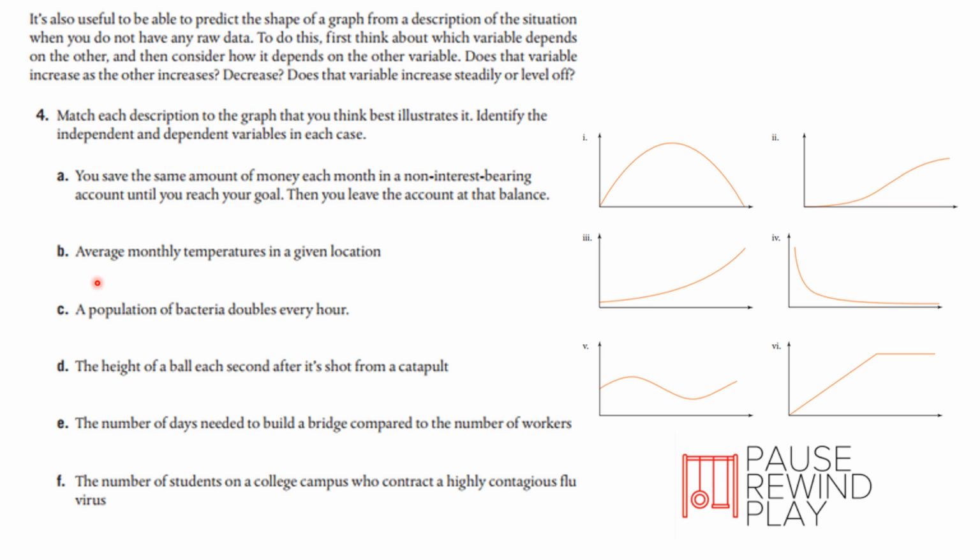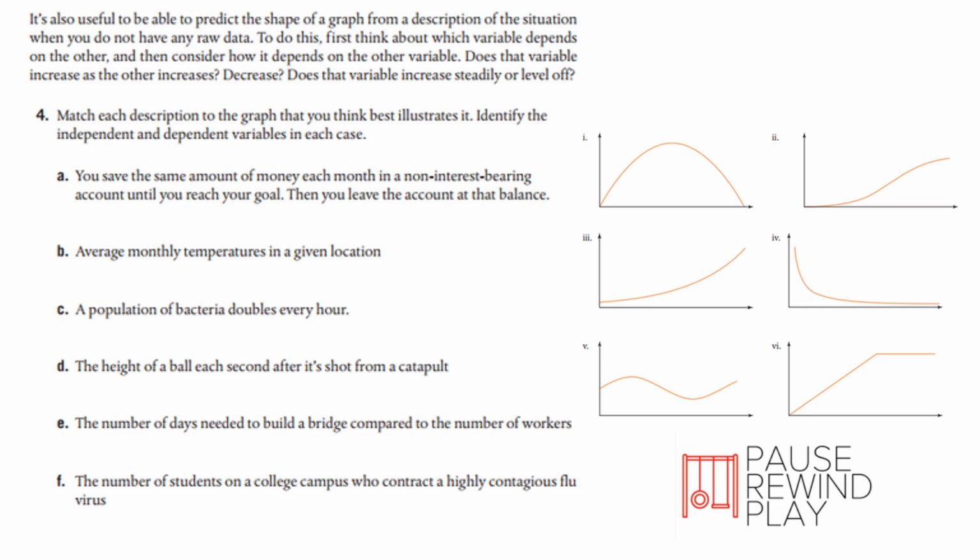This is the average monthly temperature in a given location. This is a population of bacteria that doubles every hour, the height of a ball each second after it's shot from a catapult, the number of days needed to build a bridge compared to the number of workers working on the bridge, and the number of students on a college campus who contract a highly contagious flu virus. So you want to match these 6 with these 6. So pause the video, figure out what matches, and we'll see how you did.